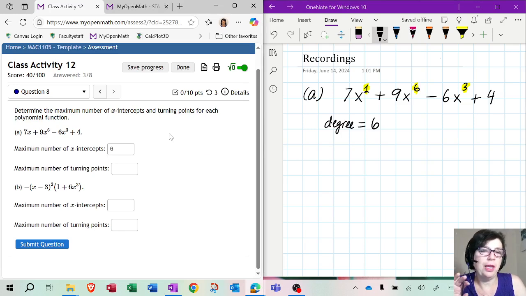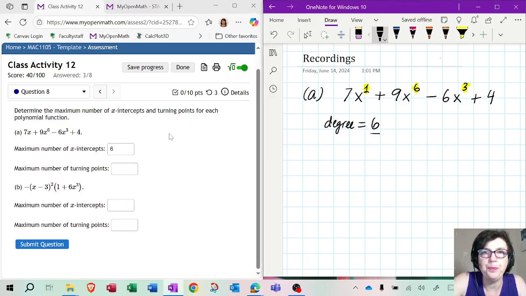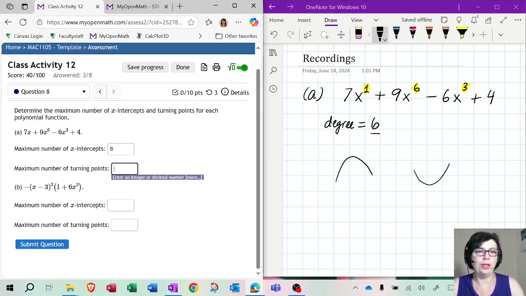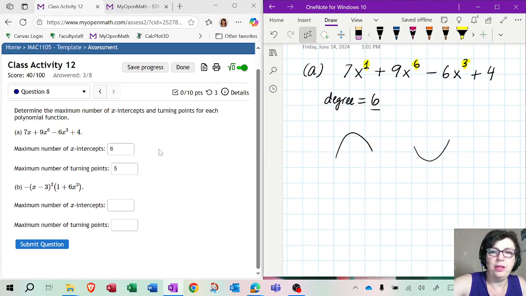And then there is a result in college algebra that tells you that if you have a polynomial of degree 6, it cannot have more than one less than that turning points. So what is a turning point? A turning point is like a max or a min. Something is happening where it goes from up to down, or maybe from down to up. So here it cannot have more than 5 turning points. It's one less.